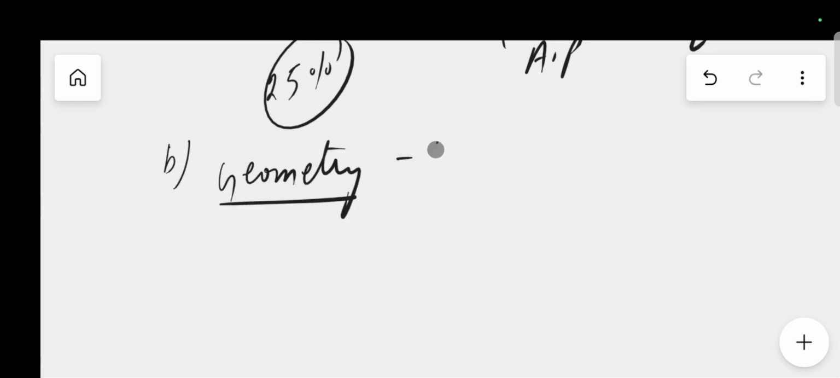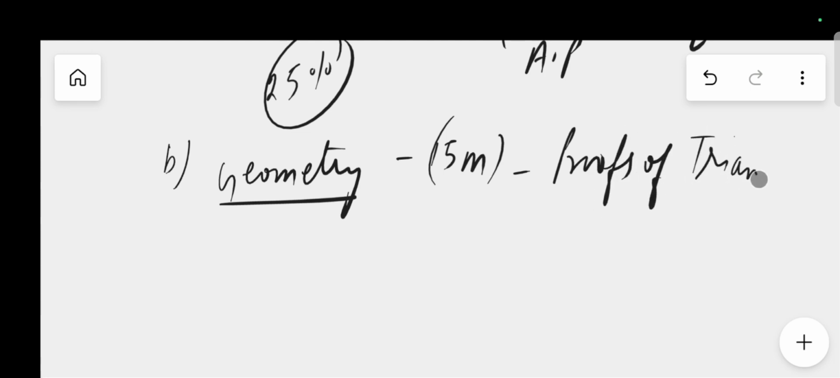The second topic in this category, after algebra, is geometry. In geometry, 15 marks in the paper will come directly from geometry. So don't get scared of the proofs. Just focus on the proofs of triangle theorems and circle theorems.